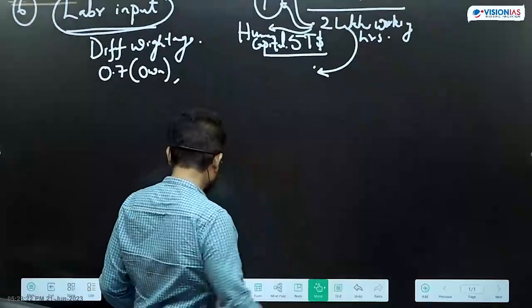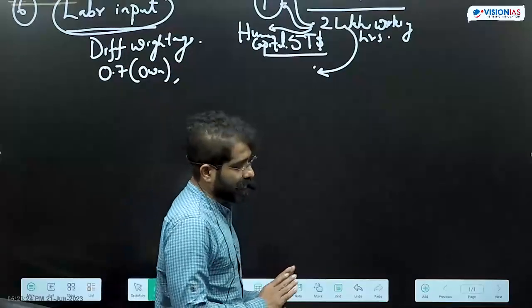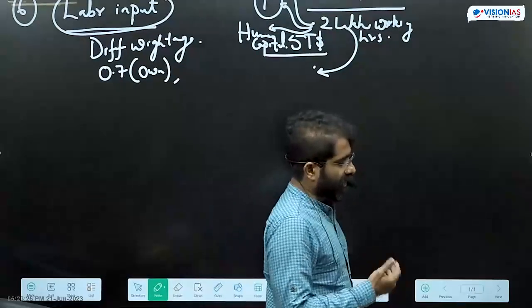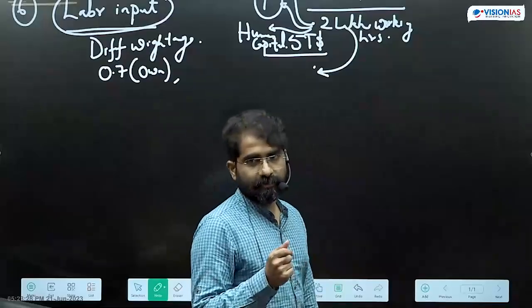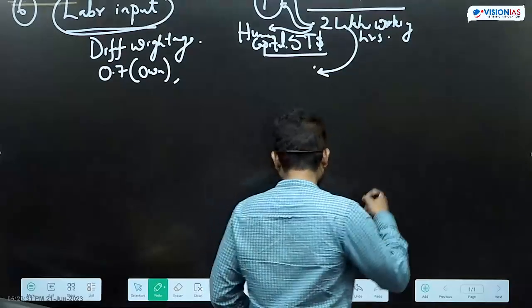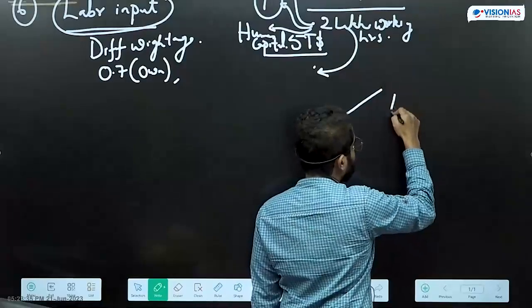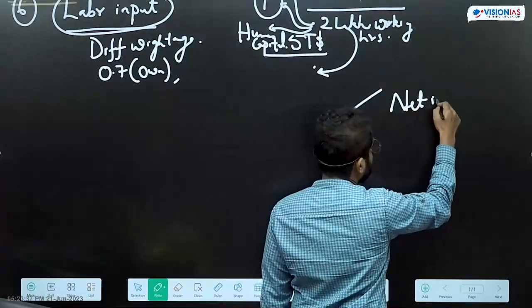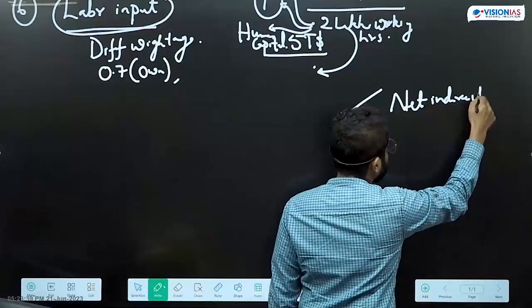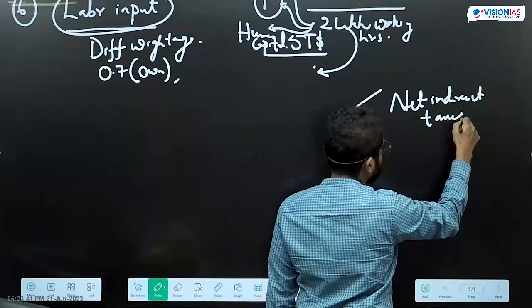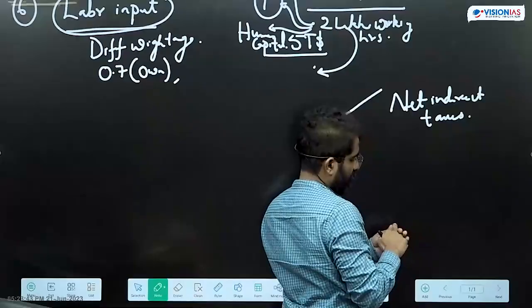Of course, this criticism you will not write in detail. If at all you are writing, it should not be more than 2 lines. So what is the first criticism? The first criticism is that this mechanism can be manipulated through net indirect taxes. Okay, so this is what they were trying to say.